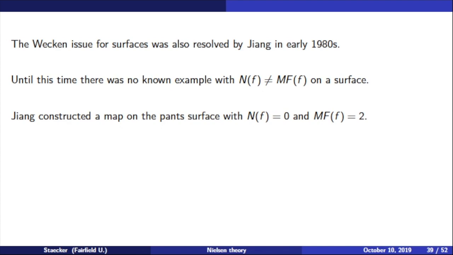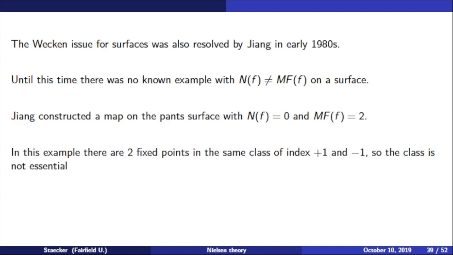Jang invented an example which has the Nielsen number 0 and the minimum number of fixed points 2. So they are not equal. So in this example, you always have 2 fixed points. They're in the same class. They have index plus 1 and minus 1. So the total sum of the indices is 0. So that class is not essential by the definition. But Jang showed that it's still impossible to remove those 2 fixed points.